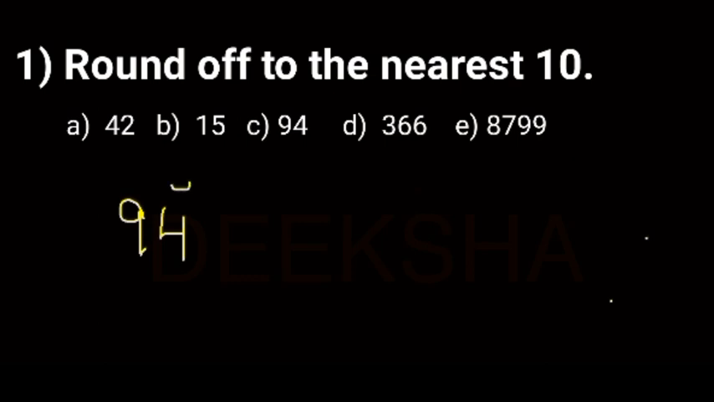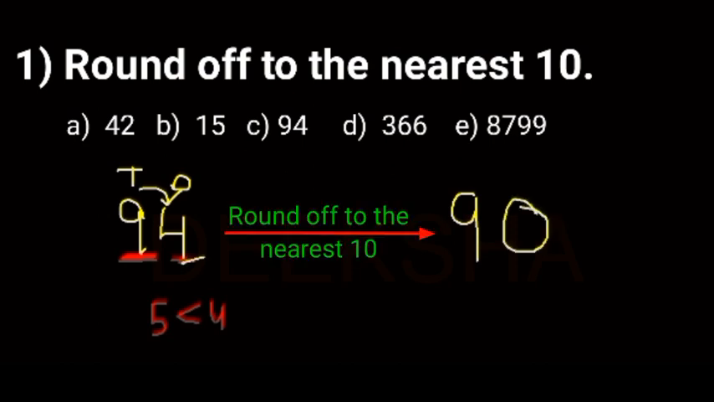So next number is 94, ones, tens. You want to round off to the tens place. So check the number which is right to the tens place, which is 4. So we will check this 4. This 4 is less than 5. So we will keep it same. We will not add 1 in it. So simply write 9 and this 4 will be replaced by 0. When we round off 94, we get 90.